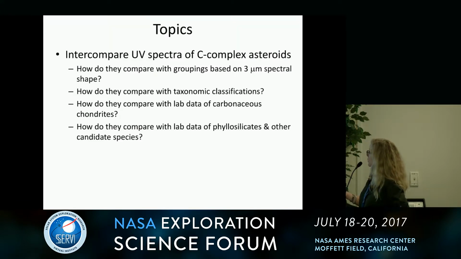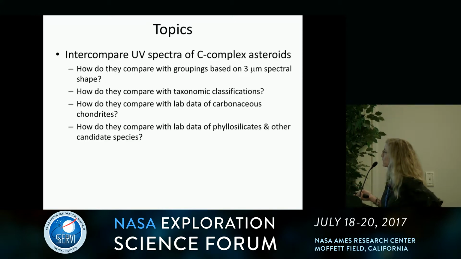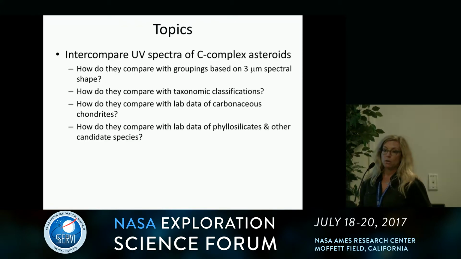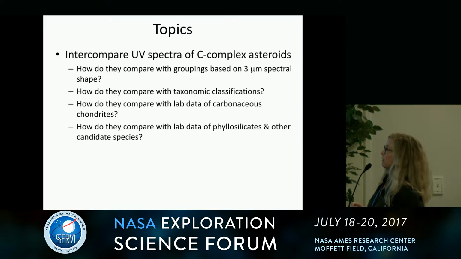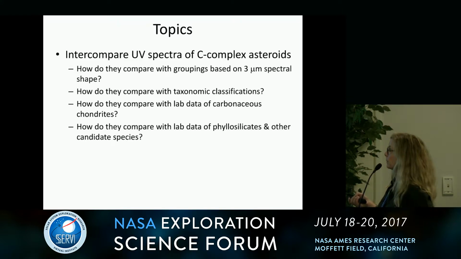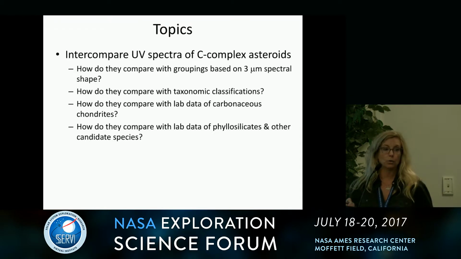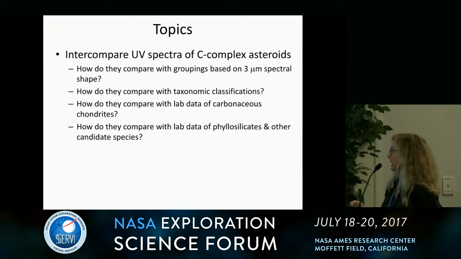We're intercomparing the UV spectra of these asteroids. Right now we're looking at how the spectra compare with groupings based on the 3 micron spectral shape, how they compare with taxonomic classifications, how they compare with lab data of carbonaceous chondrites, and also phyllosilicates and other candidate species. So that's where we're going with this talk.